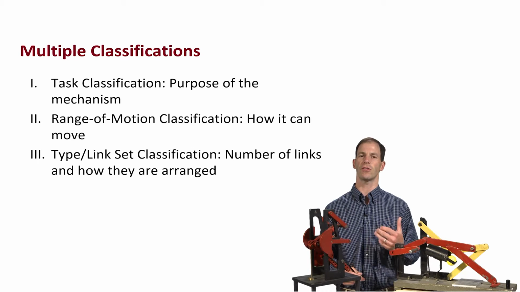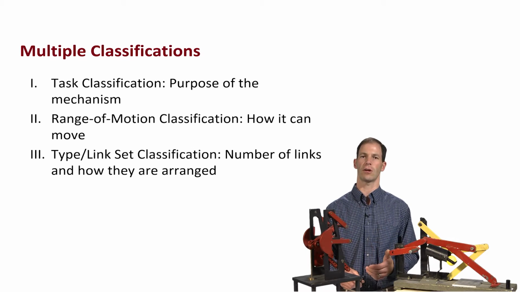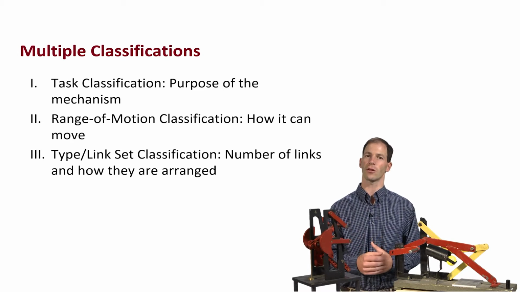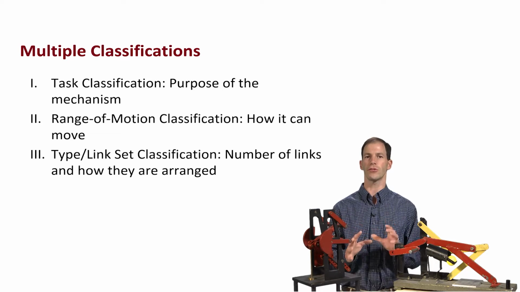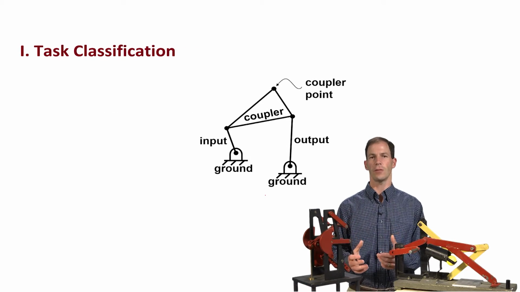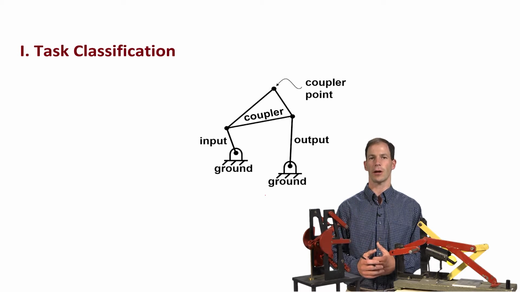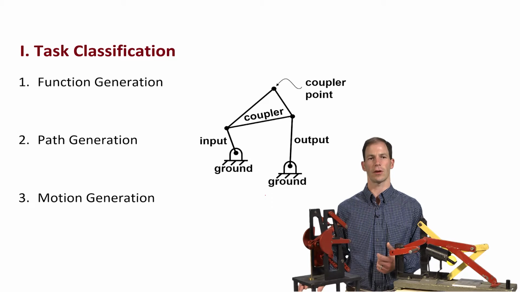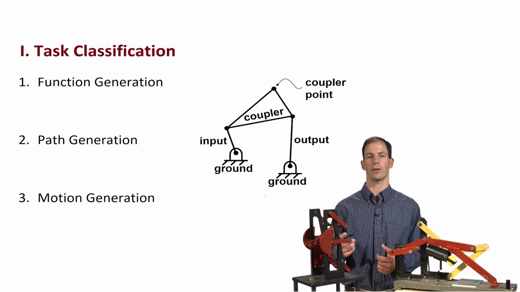And then finally, what is the type or the link set? How many links are there? How are they arranged? With all of these, we can then describe quite a bit about a mechanism. There are also other classifications we could apply as well, but we'll stick with these for now. Our task classification is important from the standpoint of thinking about how I am going to synthesize my mechanism. So I have 3 different tasks that I'm going to be interested in: function, path, and motion.